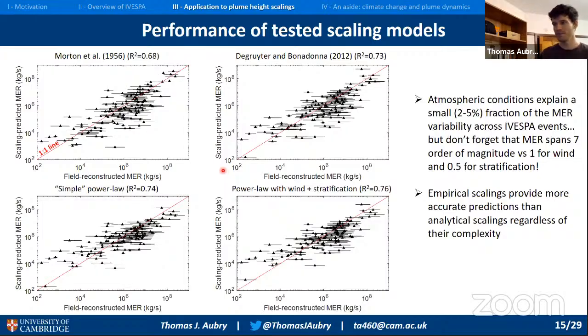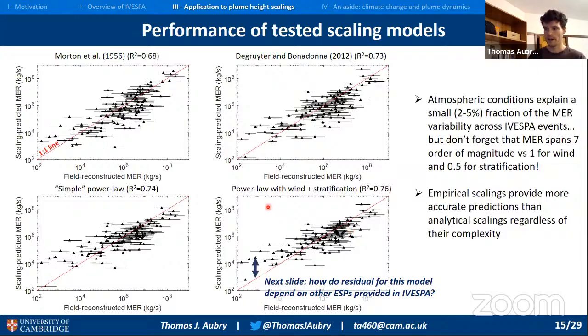And then something a bit disappointing, but maybe not so surprising, is that the analytical scaling at the top can't perform as well as the empirical scaling. And in particular, even an empirical scaling that does not account for wind and does not account for stratification still performs better than an analytical scaling that accounts for wind and stratification.